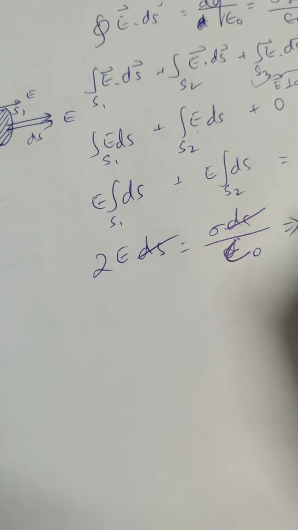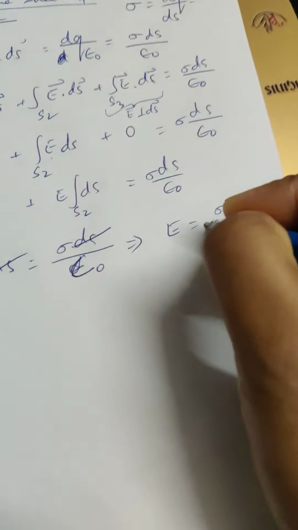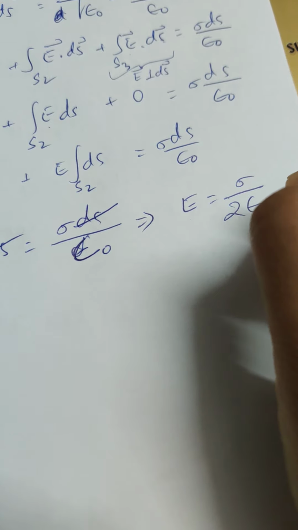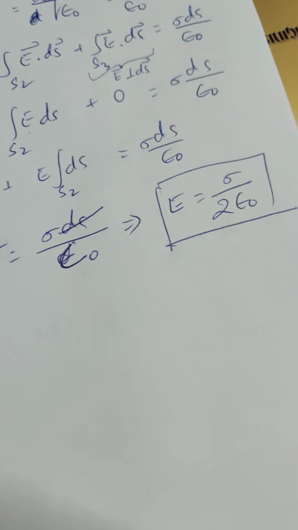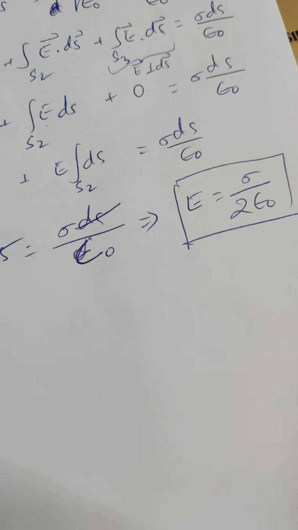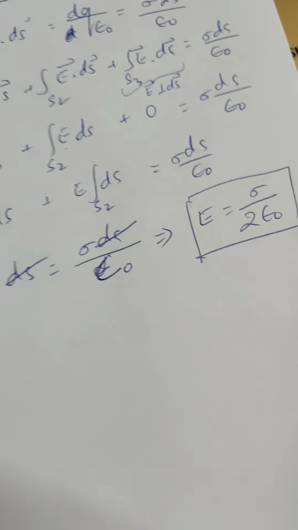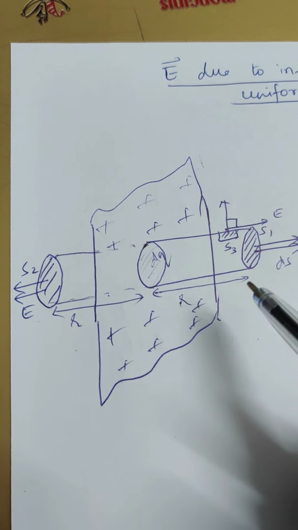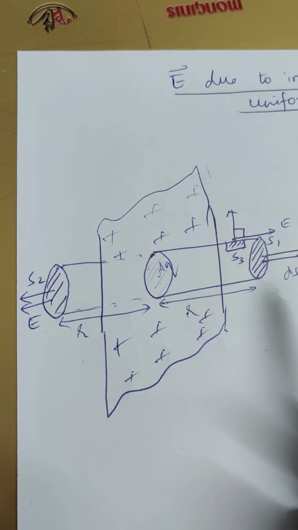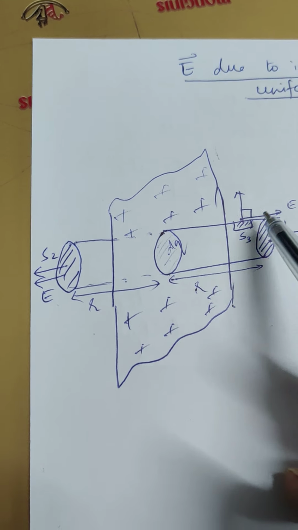This implies electric field is equal to sigma by 2 epsilon naught. This is the electric field due to an infinitely charged plane sheet. And the direction, if it is a positive charge, will be sigma by 2 epsilon naught outwards, away from the sheet.